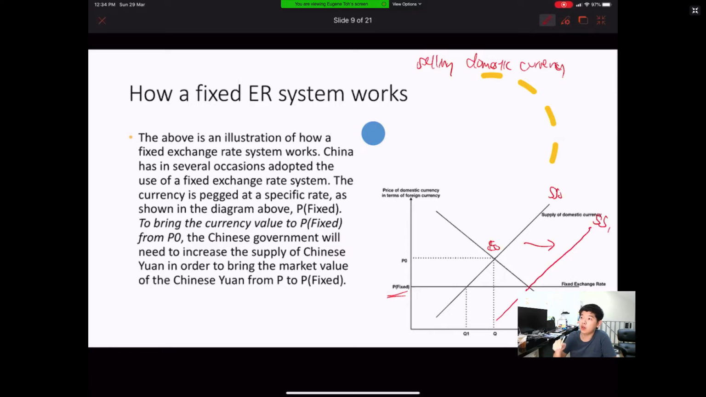So if the Chinese central bank goes to the foreign exchange market and starts to sell Chinese renminbi or Chinese yuan, and renminbi and yuan are used interchangeably by the way, you're actually buying a foreign currency like the US dollar, for example. Selling domestic currency is the same thing as buying foreign currency. They happen simultaneously. So if they are increasing supply of the domestic currency, it means they are selling domestic currency, which means the Chinese central bank is going into the foreign exchange market to buy foreign currencies.